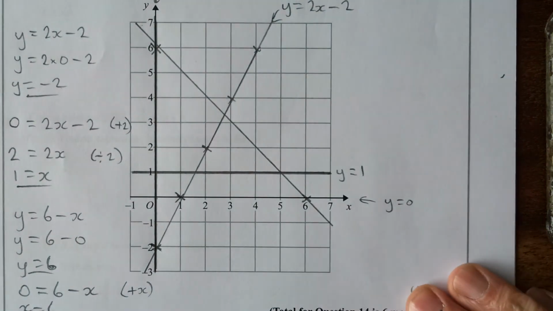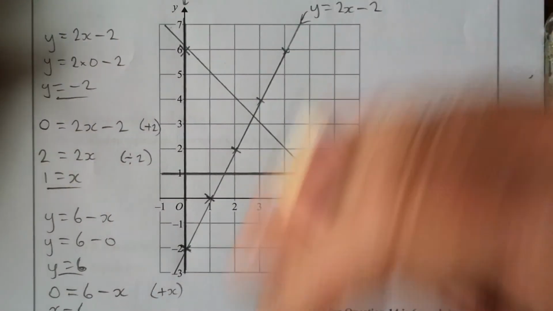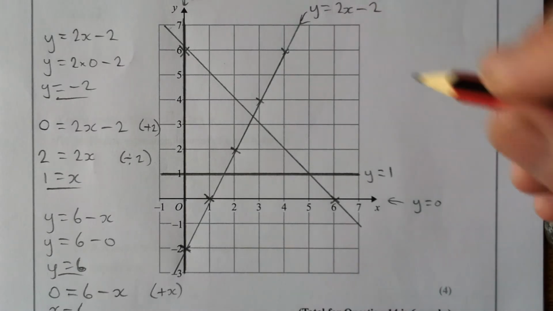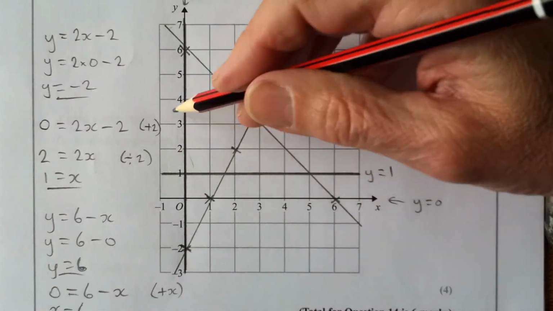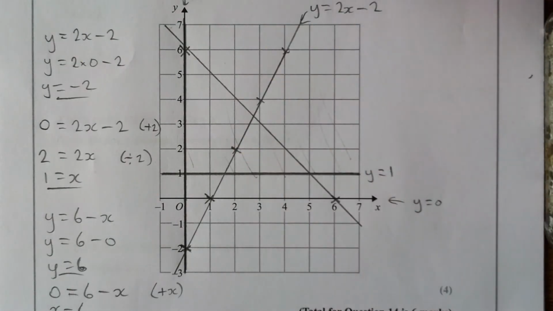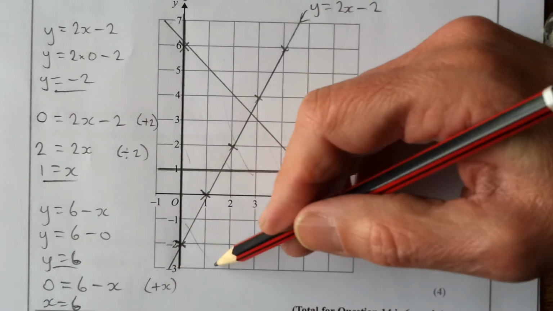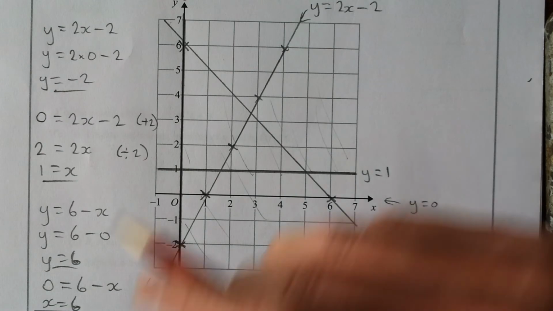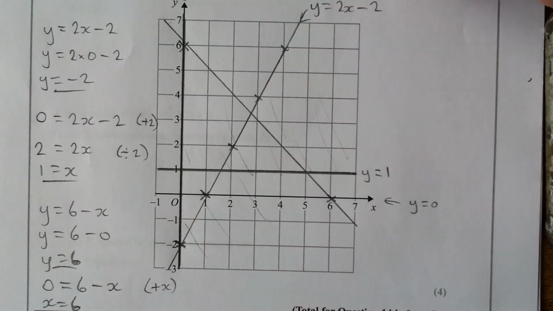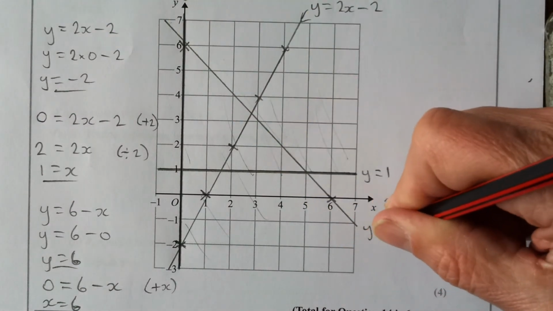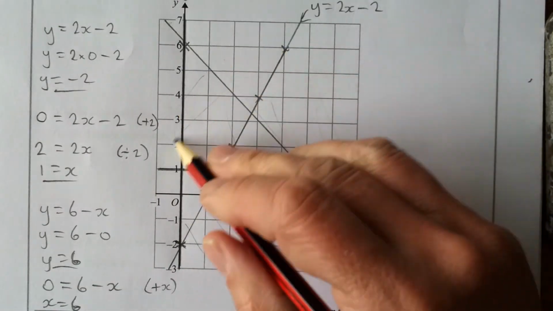Now let's look at all the inequalities. You can do shading out or shading in. I prefer to think of shading in rather than shading out, so that's the way I'm going to do it. Y is greater than 1, so that's everything up here. Y is less than 2x minus 2. There's the line 2x minus 2. It's less than that, so it's below that line. Y is less than 6 minus x. There's 6 minus x, y equals 6 minus x. So it's below that.